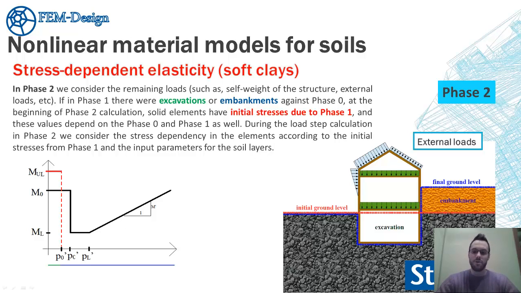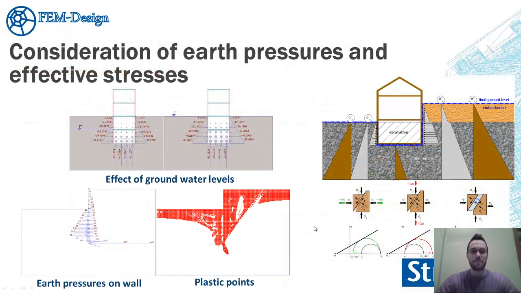Then in phase 2 we consider the external loads on the structure, and based on phase 0 and phase 1 the stresses in the soils are in an initial stress state, so we can now just move on this curve based on the external loads of the structure. So the final settlement calculation is based on this stress-dependent elasticity of the soil.